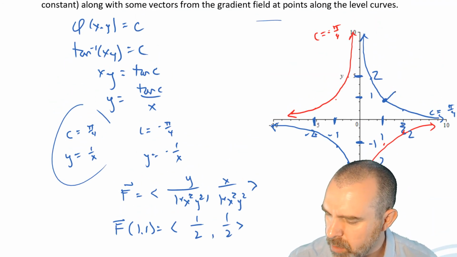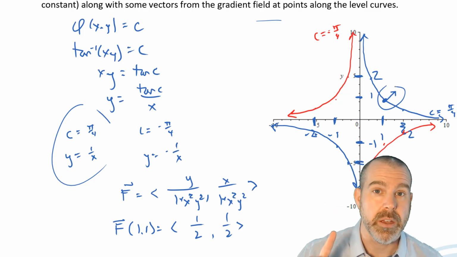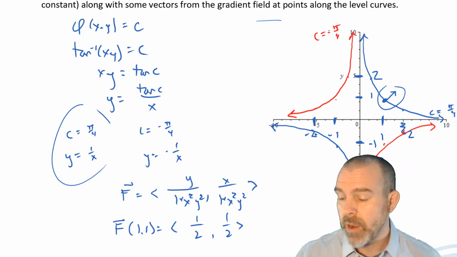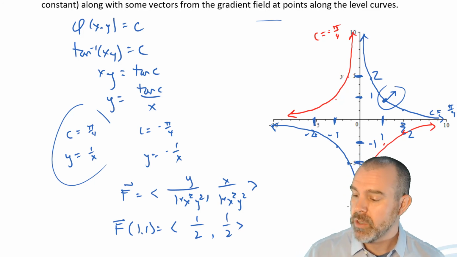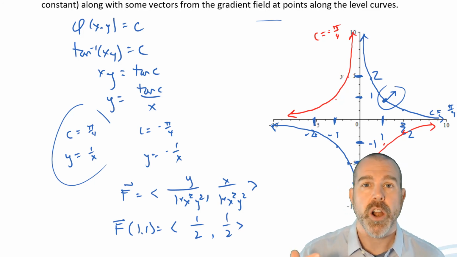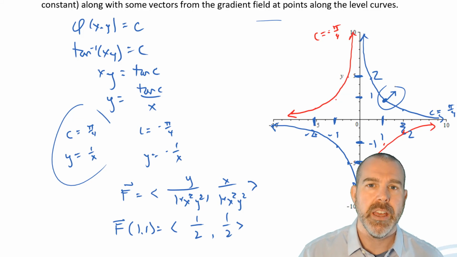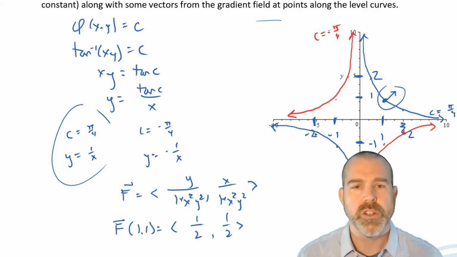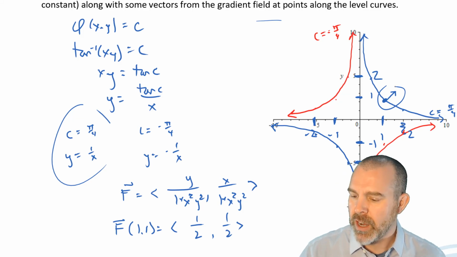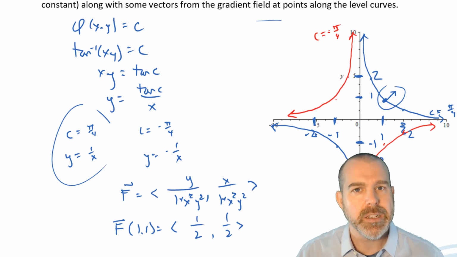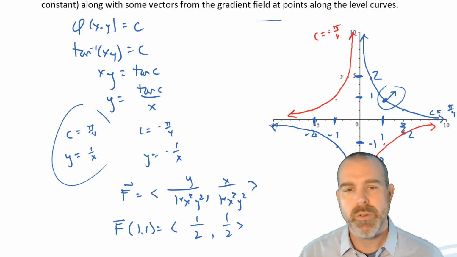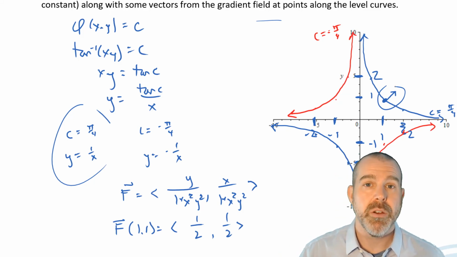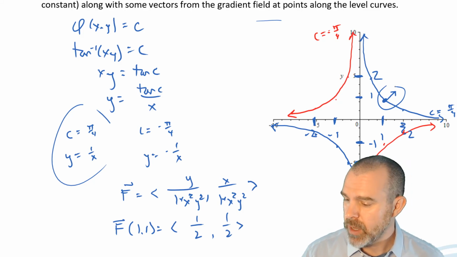If we go to that point and go 1 half, 1 half, it's kind of small, you'll see it's orthogonal to the level curves, right? Remember, the gradient is always orthogonal to the level curves, and since this potential function is really a function, and our gradient field is the gradient of that function, all of these gradients from this field should be orthogonal to all of the level curves.